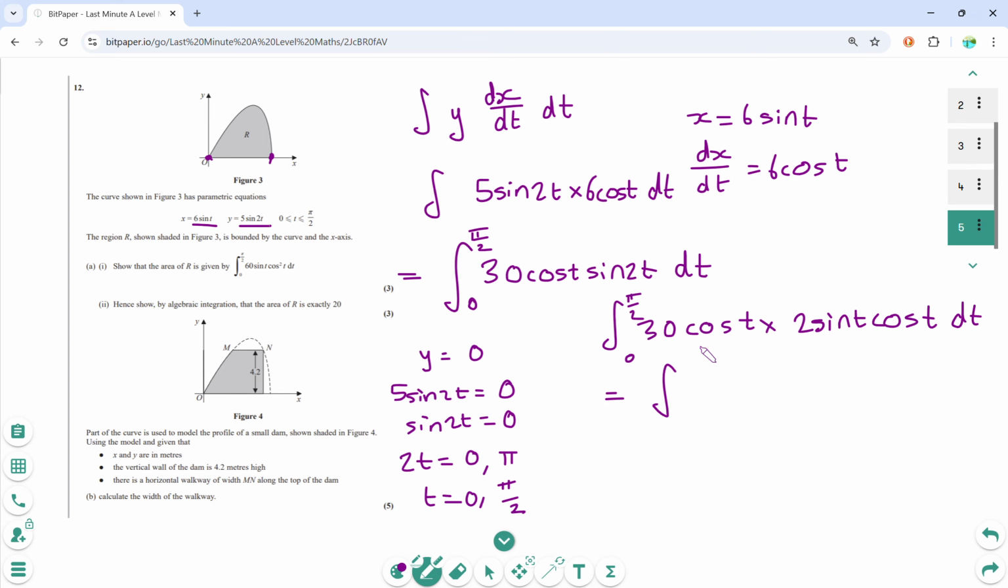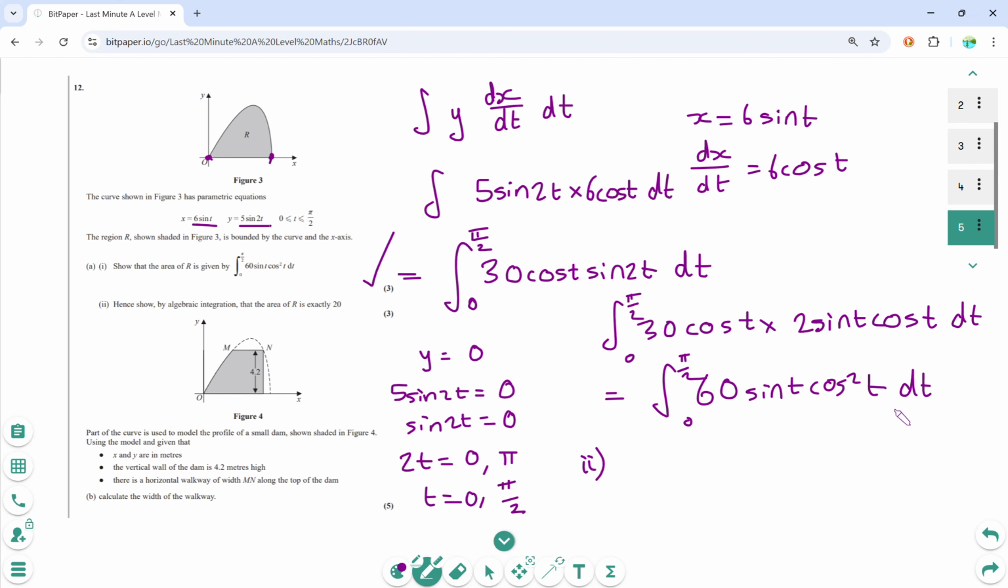And then we just simplify: 60 sine t. And we've got a repeated term here, cos t times cos t, so cos squared of t dt, 0 to pi over 2. And this matches up to what they've done. A lot of work for just 3 marks there, but hopefully the marks are easier to get later on in the question. Hence show by algebraic integration the area of R is exactly 20.